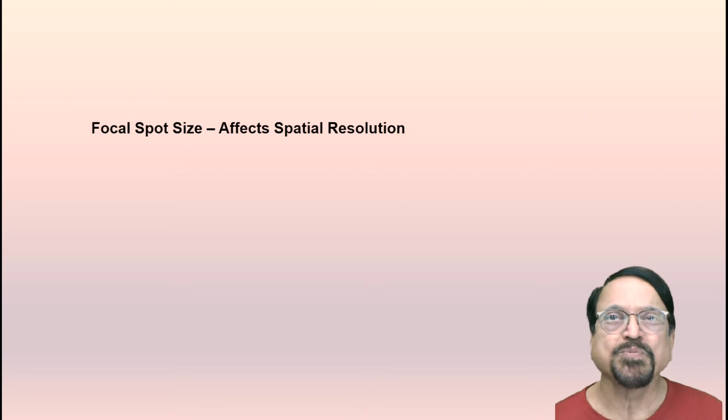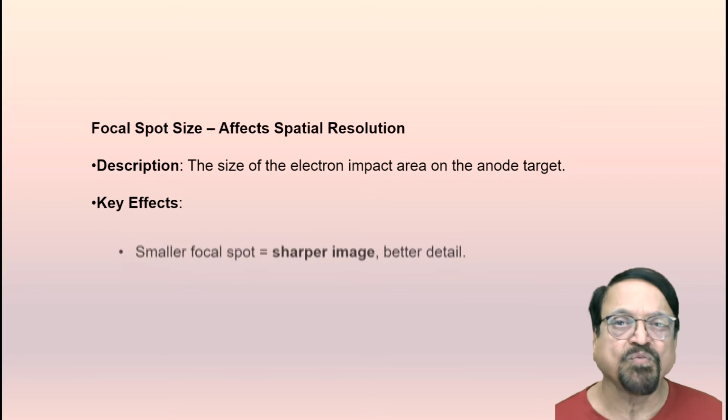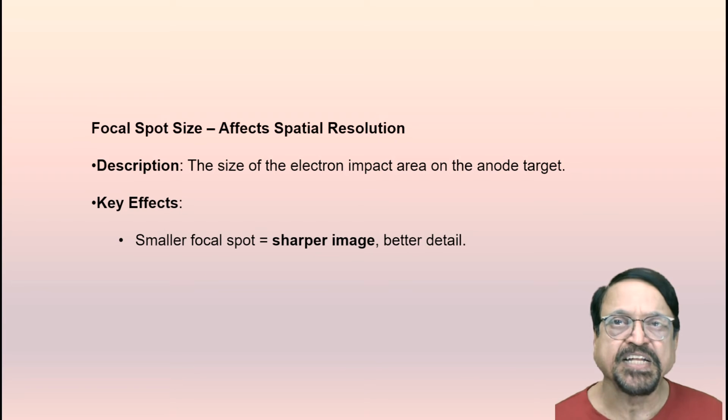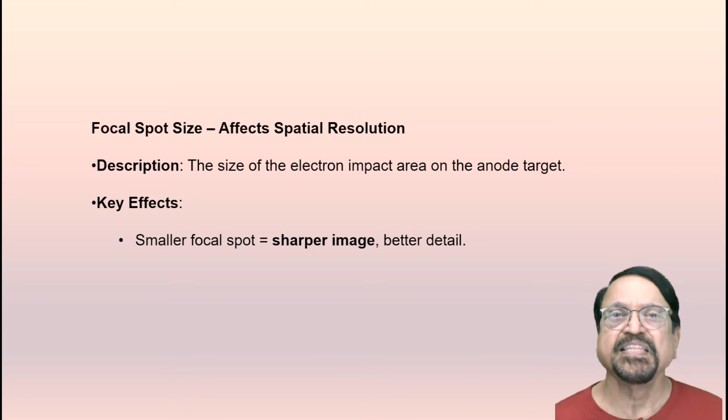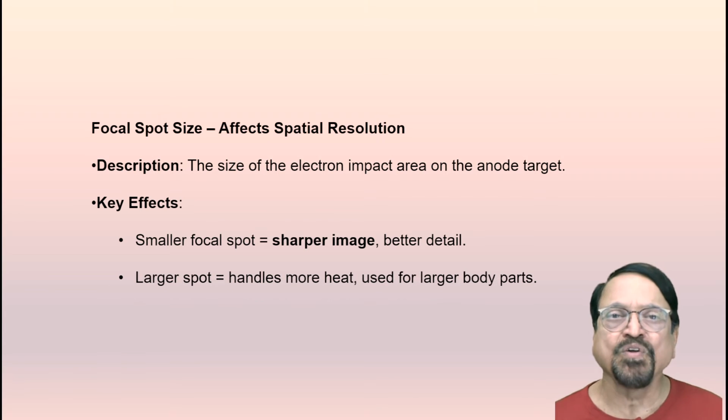Now what is the focal spot size? It affects spatial resolution. The size of the electron impact area on the anode target. What will it result in? It will result in a smaller focal spot. A sharper image will be there, and you will get better details. So it is good for radiologists to give a correct interpretation.